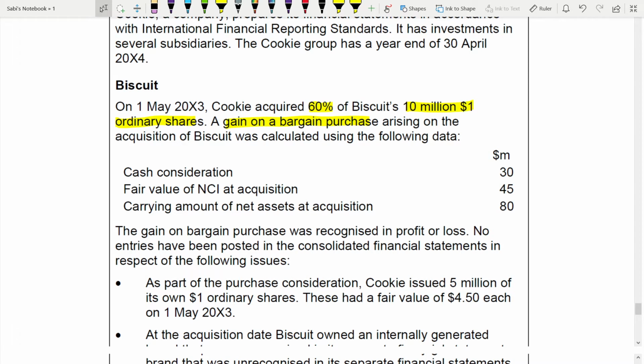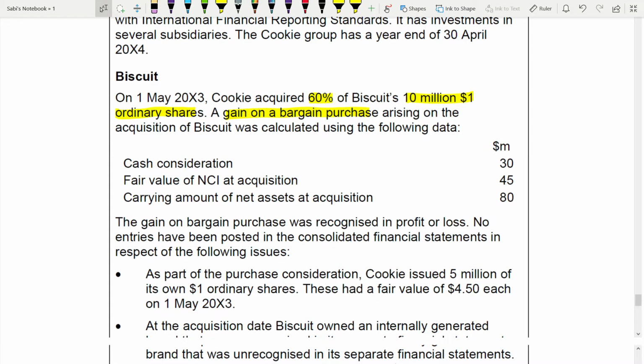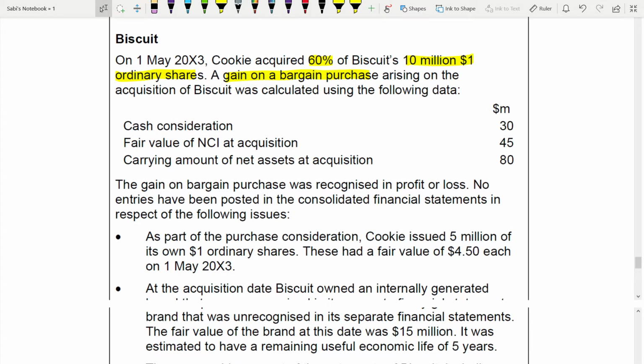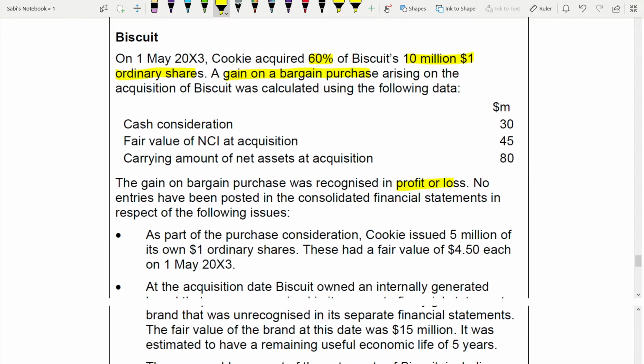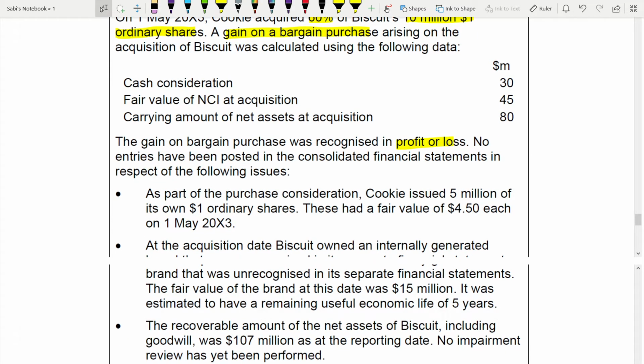So you have been given the cash consideration, the value of NCI and the carrying amount of net assets. Now, this is recognized in profit and loss. Even if they write it, even if they don't write it, you should know that the gain on bargain purchase, you recognize it in profit and loss as an income. Where do you recognize goodwill? Statement of financial position. Impairment of goodwill as an expense in profit and loss. Gain on bargain purchase in profit and loss. Regarding the following bullet points, no entries have been made in the consolidated financial statements. This is exactly the same nature in which your questions will be asked in your SBR question paper.